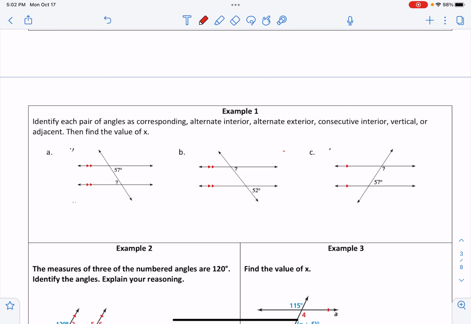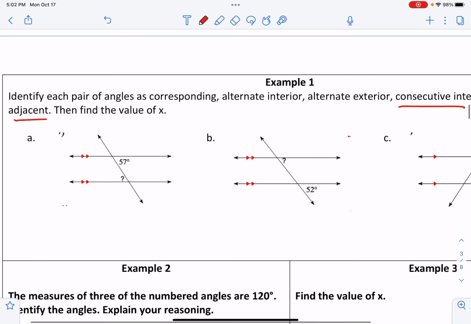Identify each pair of angles: corresponding, alternate interior, alternate exterior, consecutive interior, vertical, or adjacent. So if we look, what it's asking about is 57 and the question mark. So then it says to find the value of x, which is just our question mark.